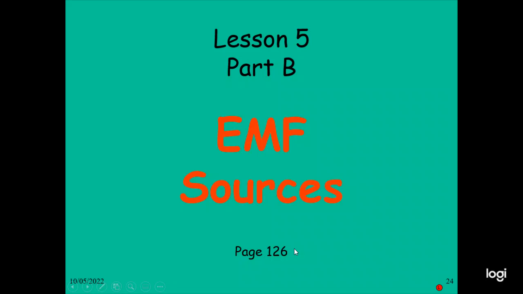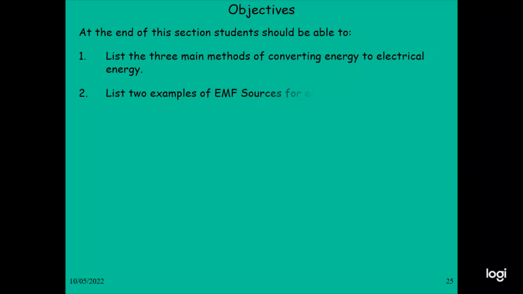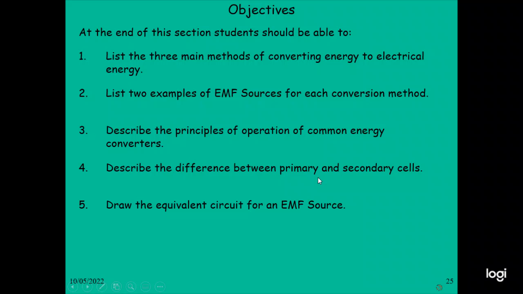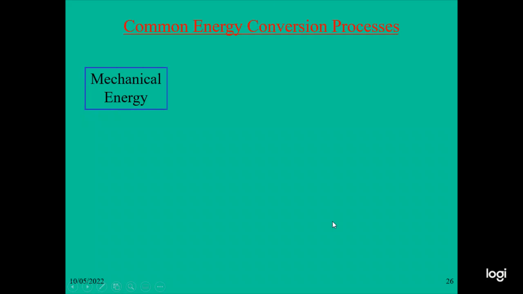Then we are talking about the electromotive force, EMF sources. The objectives are: three main methods of converting energy to electrical energy; two examples of electromotive sources for each conversion method; describe the principle of operation of a common energy converter; describe the difference between primary and secondary cells and draw the equivalent circuit of the EMF source.